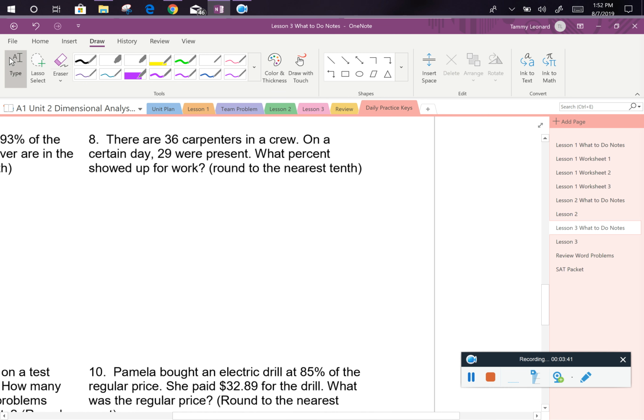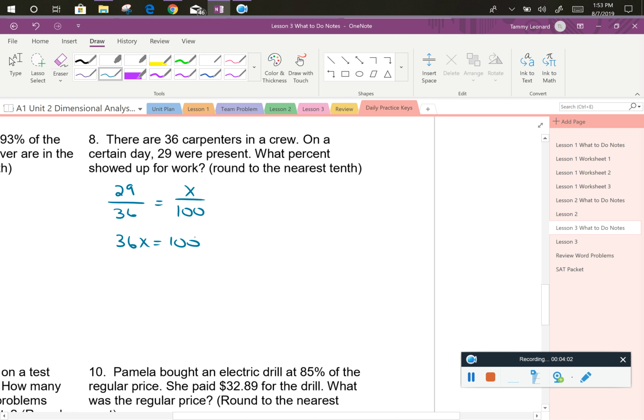There are 36 carpenters in a crew. On a certain day, 29 were present. What percent showed up for work? So the part is 29 and the whole is 36. We don't know the percent. 29's prime, so we can't reduce that fraction. All we can do is cross multiply.